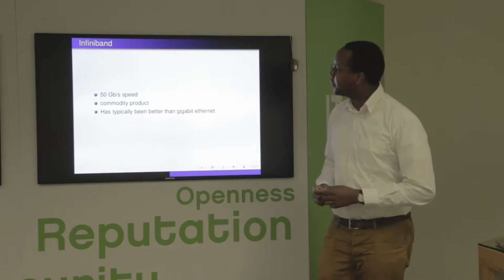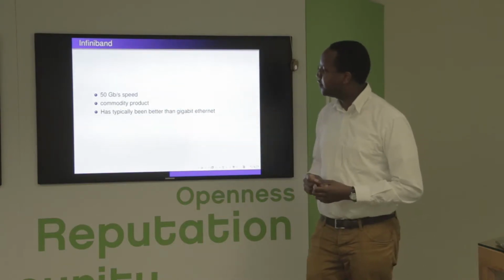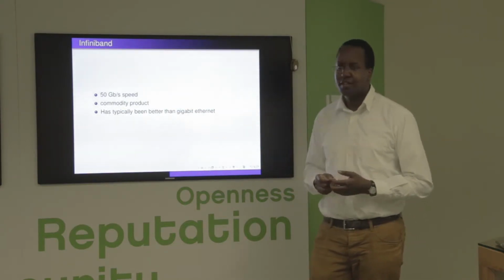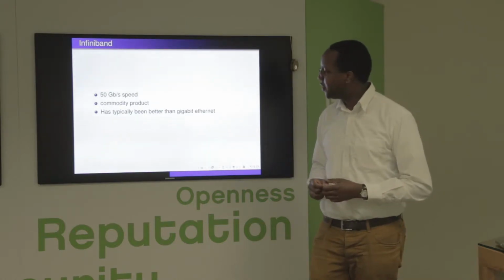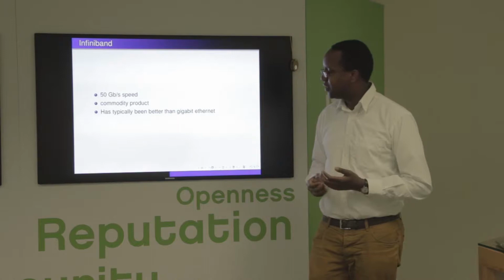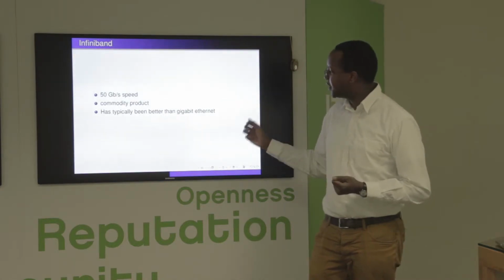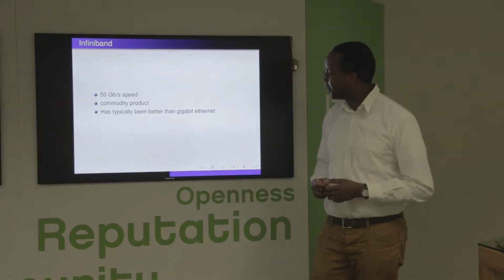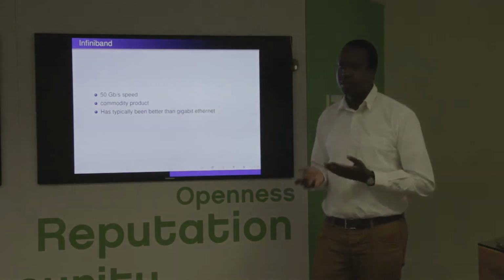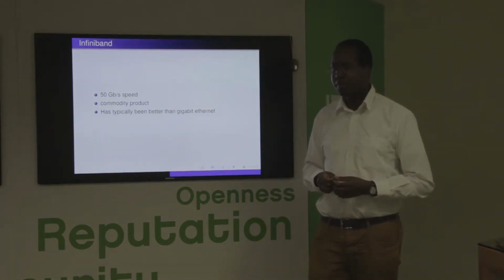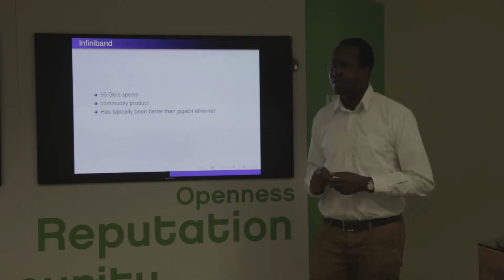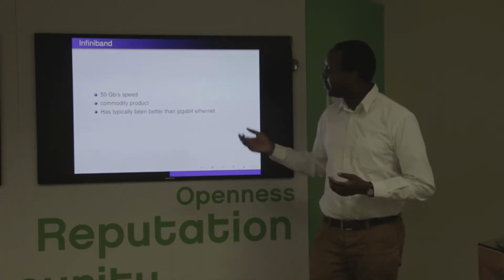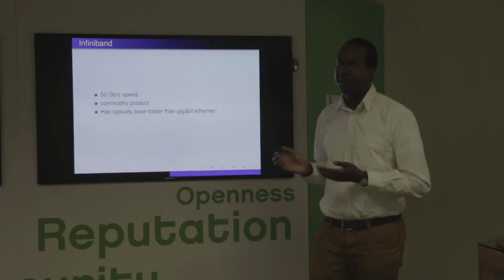Currently, what a lot of people use for clustering is InfiniBand, so this gives you up to 50 gigabits per second. It's a commodity product, so you can buy it fairly easily. And before, it used to be a lot better than gigabit, 40 gigabit Ethernet. It's now maybe comparable. So it's unclear if this is going to disappear or if it will, the speeds of both of them keep improving.